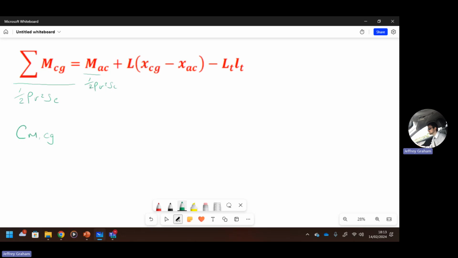And so you take a moment, you divide it by the dynamic force and its respective distance. That too turns into a coefficient. And this similarly is the coefficient of moment about the aerodynamic center. Right. The lift from the wing follows suit. So when you take that and divide it by half rho v squared S C.